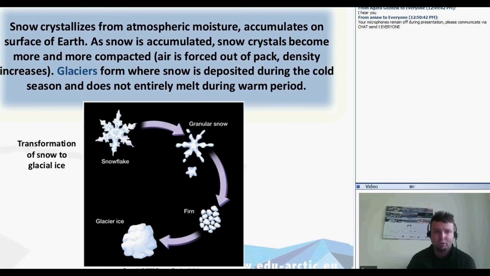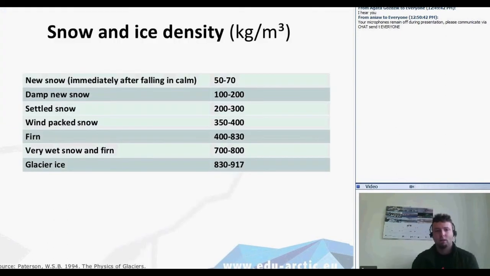This chart shows the transformation of a snowflake into glacier ice. Between, there are granular snow and firn. And as I mentioned, it means higher density. So here we have a table with snow and ice densities. For example, really fresh new snow that falls during calm conditions can weigh up to 70 kilograms per cubic meter. Damp new snow is between 100 and 200 kilograms per cubic meter. Settled snow, which is older snow, is between 200 and 300.